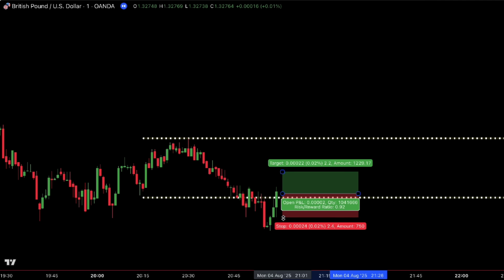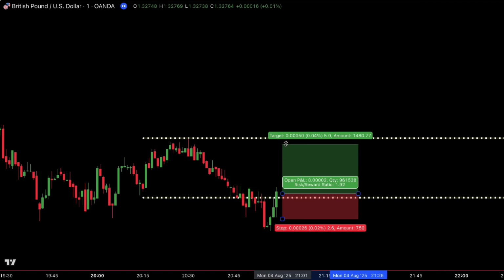So here's how we trade it. Entry, at the close of the 1-minute candle that re-enters the range. Stop loss, just below the sweep wick. Target, the 15-minute resistance level, the high of the CRT candle.